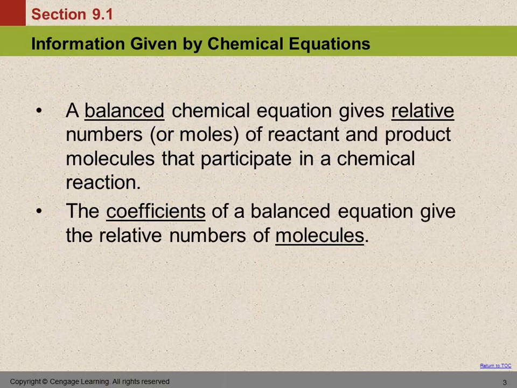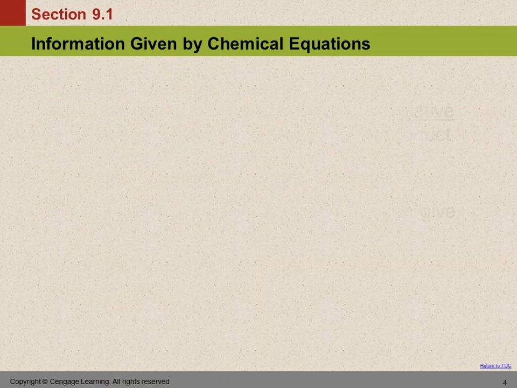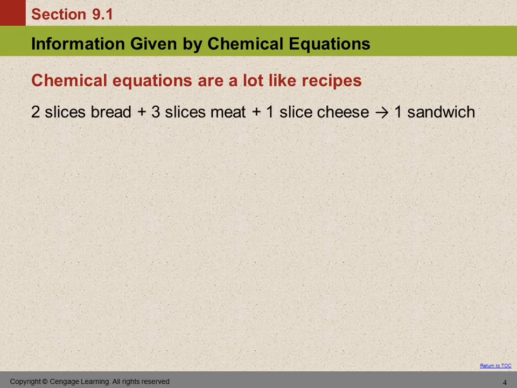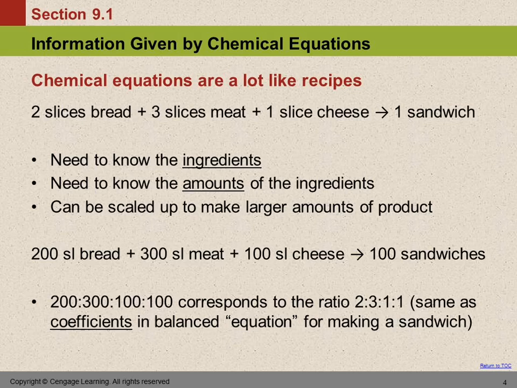So we learned how to balance equations, and we did that by putting coefficients in front of the formulas. So chemical equations are a lot like recipes. So here's an example of a recipe for a sandwich. 2 slices of bread, 3 slices of meat, 1 slice of cheese.